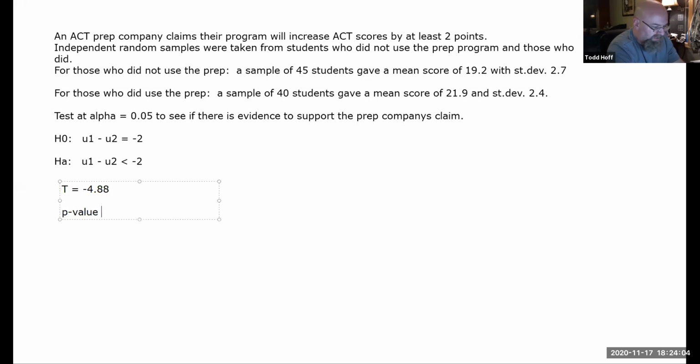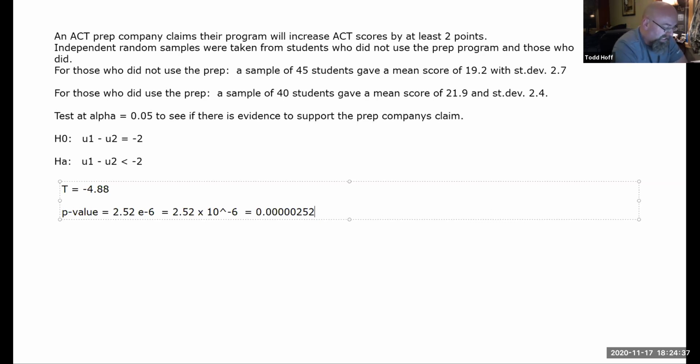Our p-value of 2.52e-6. Remember, that's really 2.52 times 10 to the -6. So that's actually 0.0000252. In other words, pretty much 0 for a p-value.